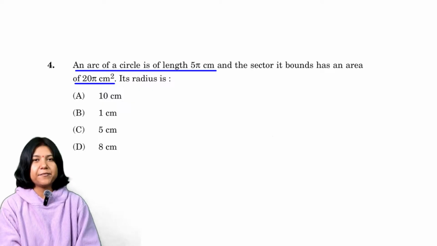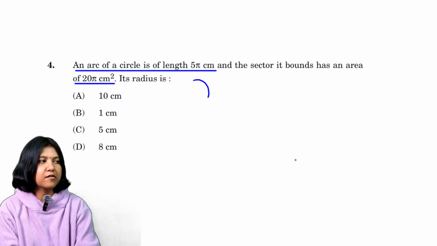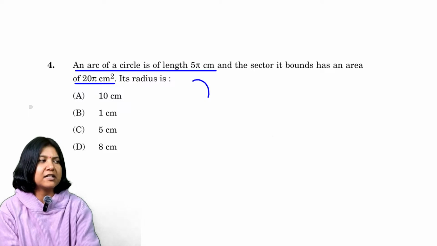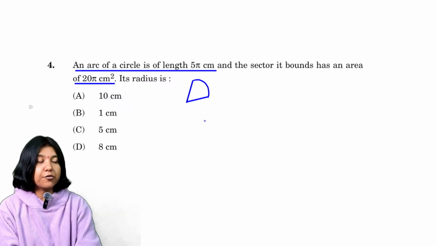So clearly, the arc of a circle is just a part of the circumference. And what part it is depends entirely on one thing, that is the central angle. Now the question talks about the same sector formed by that arc. How can you find the radius?